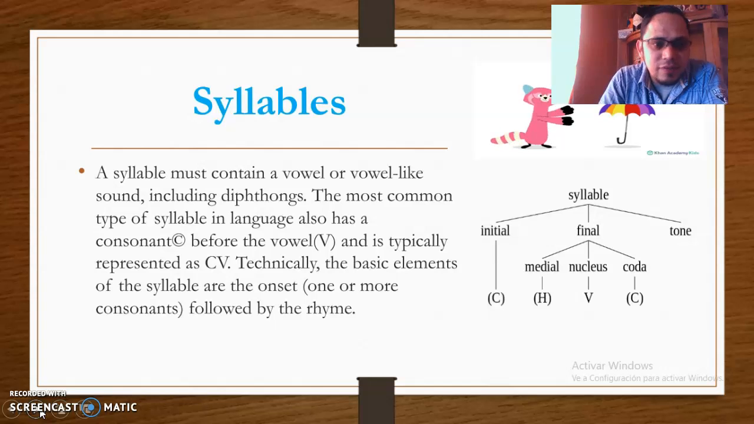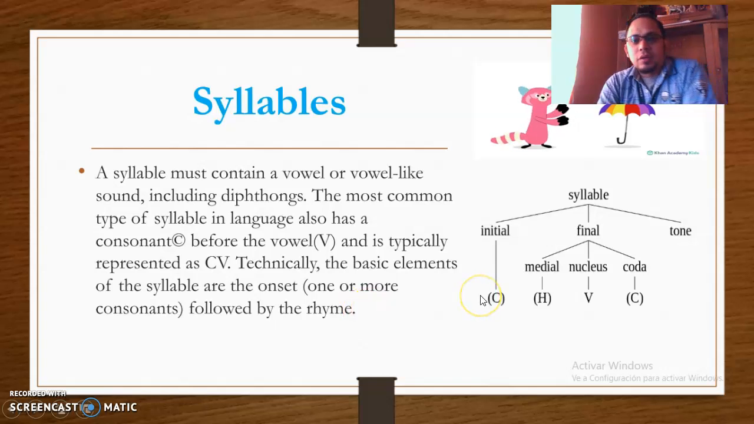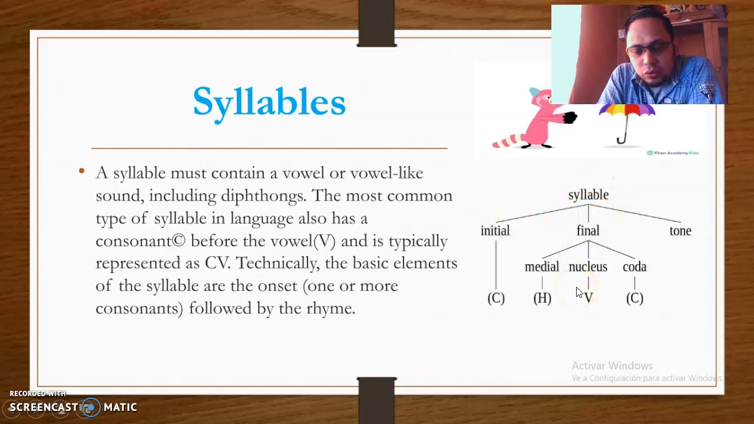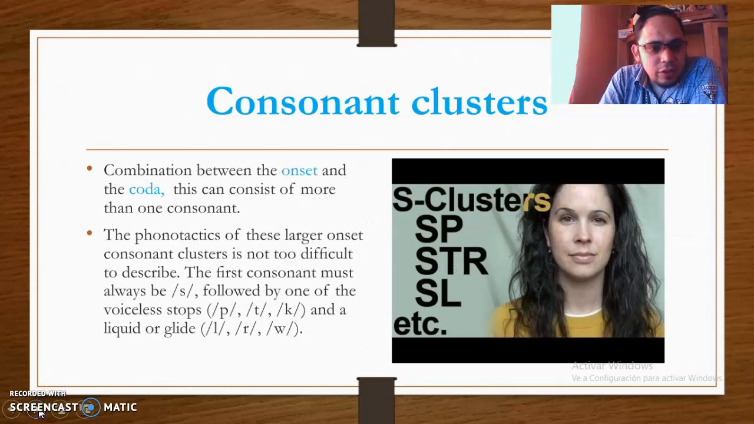And syllables. A syllable must contain a vowel-like sound, including diphthongs. The most common type of syllable in language also has a consonant before the vowel and is typically represented as CV. Technically, the basic elements of the syllable are the onset, one or more consonants, followed by the rhyme. It's really interesting because around here you are gonna find a specific tree in order to describe all the components that a syllable has. Well, consonant cluster, combination between onset and the coda. This can consist of more than one consonant.